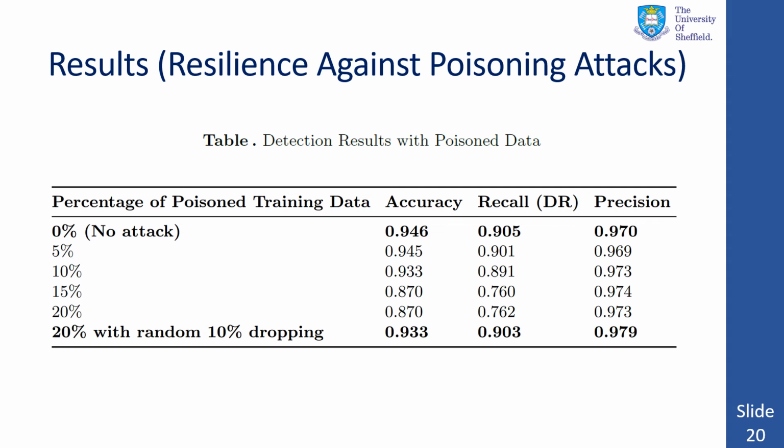A simple solution was to randomly drop 10% of the inputs at the aggregator side and at the server side. So by randomly dropping 10% of every aggregator and client's input, we can get an accuracy of 0.93, which is comparable to the case where there is no attack, as you can see in the first row. Also, the recall is comparable to the non-attack case, and the precision is almost the same.